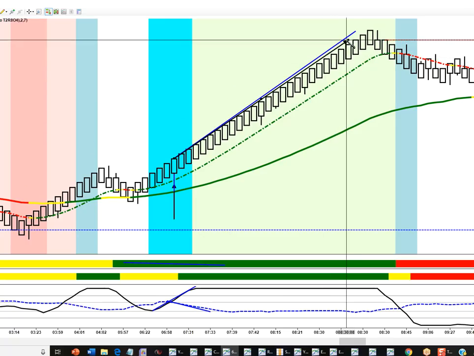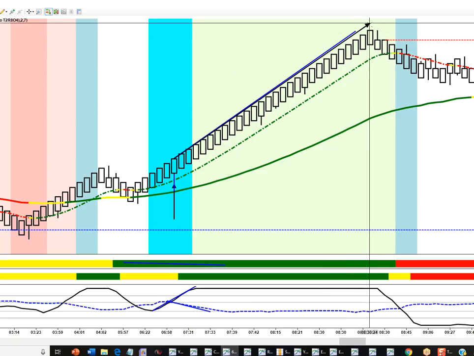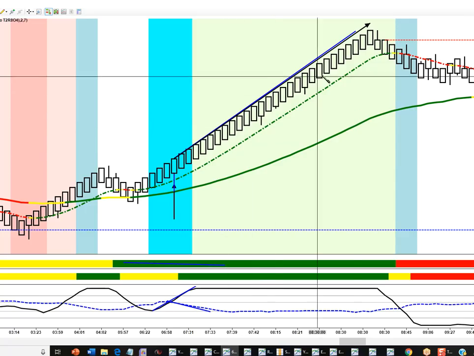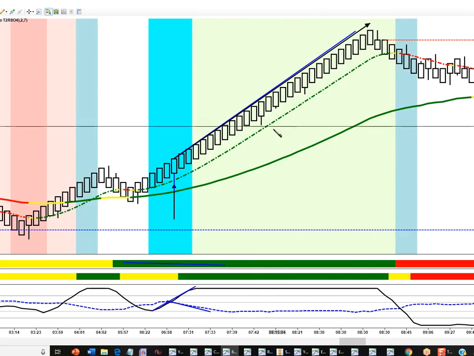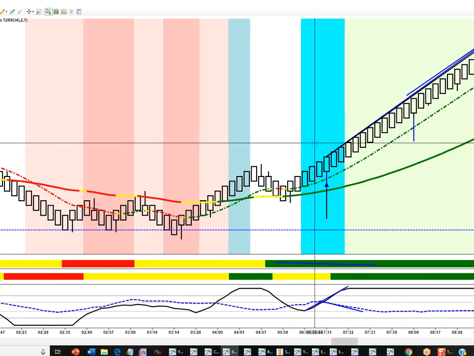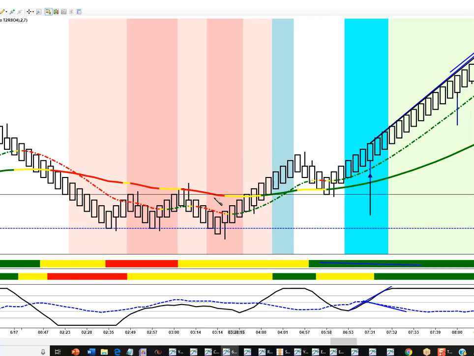And we're going to really review this in depth in the masterclass. Now, if you got completely out of the trade, you could re-enter here and go long again. So you have multiple opportunities to trade.